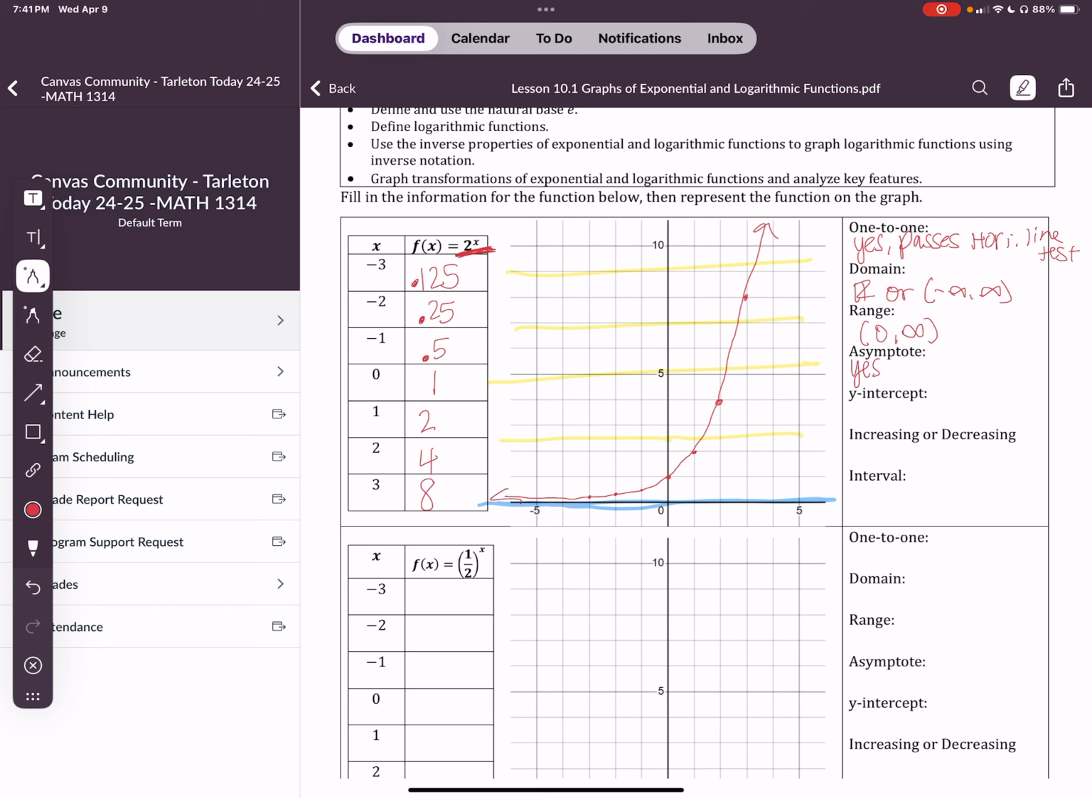Now, what type of asymptote is that? Is that going to be a horizontal or is that going to be a vertical? That's a horizontal asymptote, and it's going to be at the line y equals 0. My y-intercept on this one is going to be (0, 1). And then this is an increasing interval. It is increasing because when I go from left to right, it goes in an upwards direction. So that's increasing, and it is on the interval negative infinity to positive infinity.